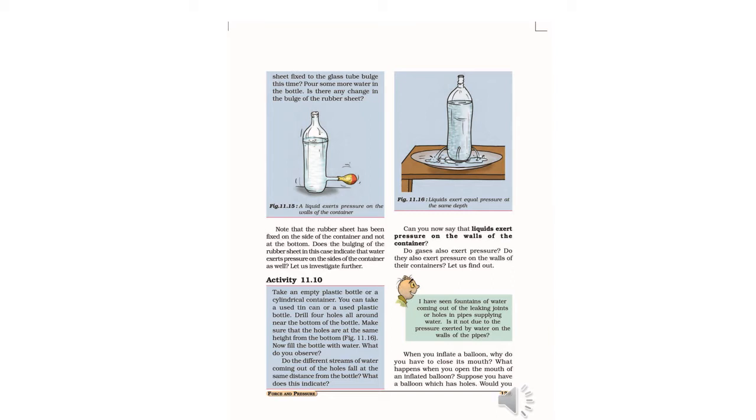liquid. So here the bottle is filled with water and the holes are at the same height from the bottom, and when the water starts pouring it comes out from all the holes and falls at an equal distance from the bottom because the holes are of the same height. So this indicates that the liquid exerts pressure equally at the same depth from the open surface of the liquid. So students, try these activities at home so you can learn very clearly.